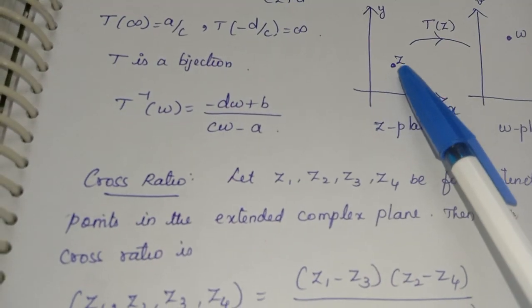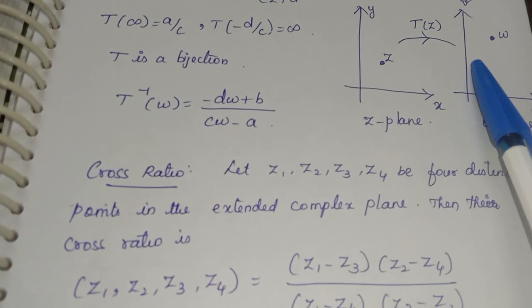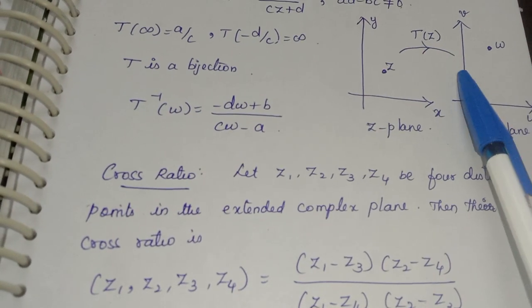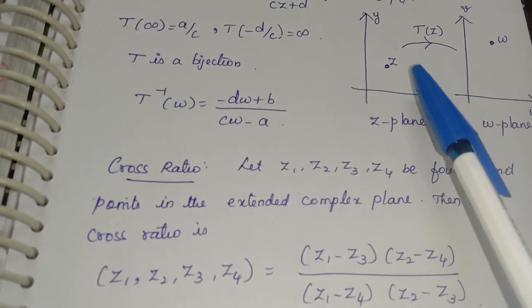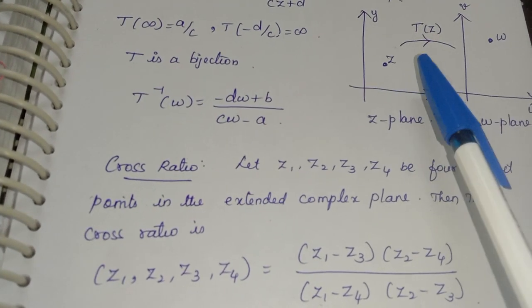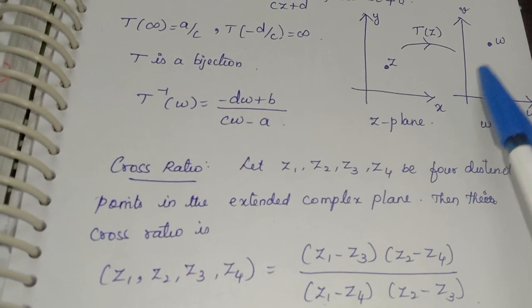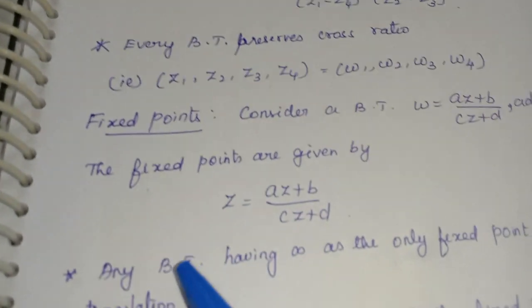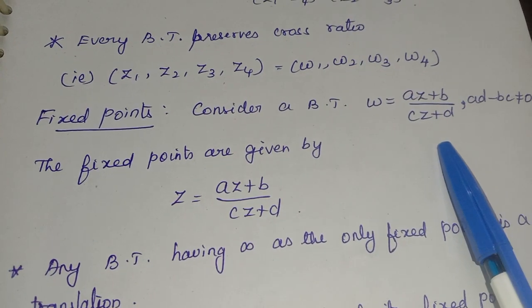Fixed points mean, see, if I take a point Z, for example, if I take 0, if 0 is mapped to 0, then 0 is called a fixed point. If 1 is mapped to 1, it is called a fixed point. If 2 plus i is mapped to 2 plus i, it is also called fixed point. That is, whenever a point has the same number as its image, then that point is called what? Fixed point.